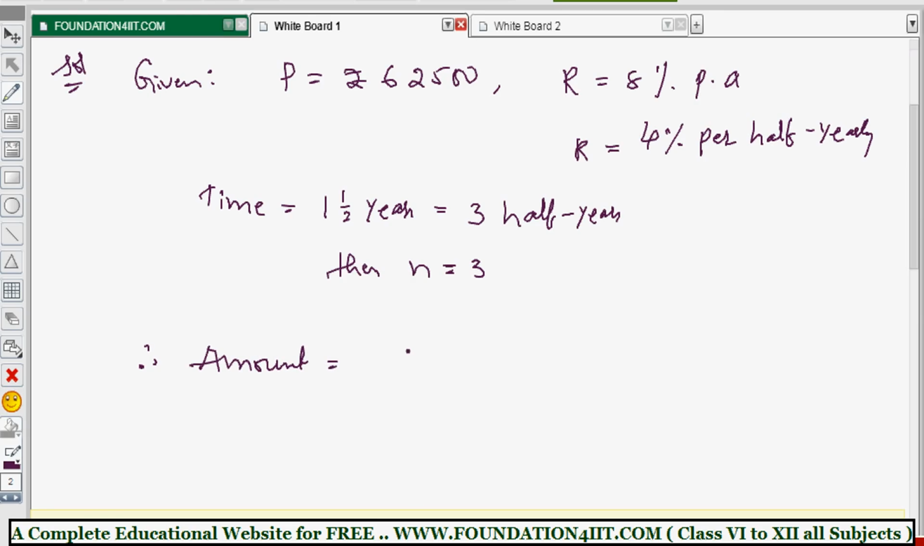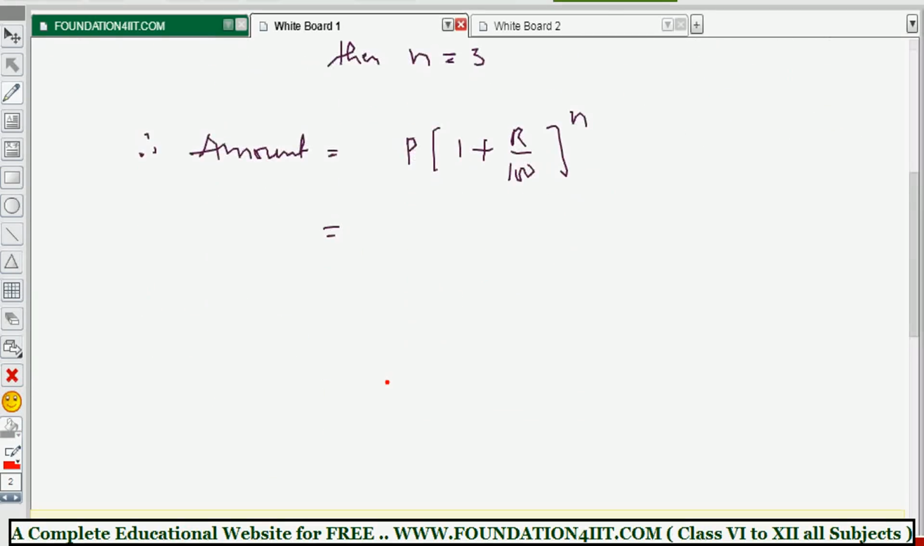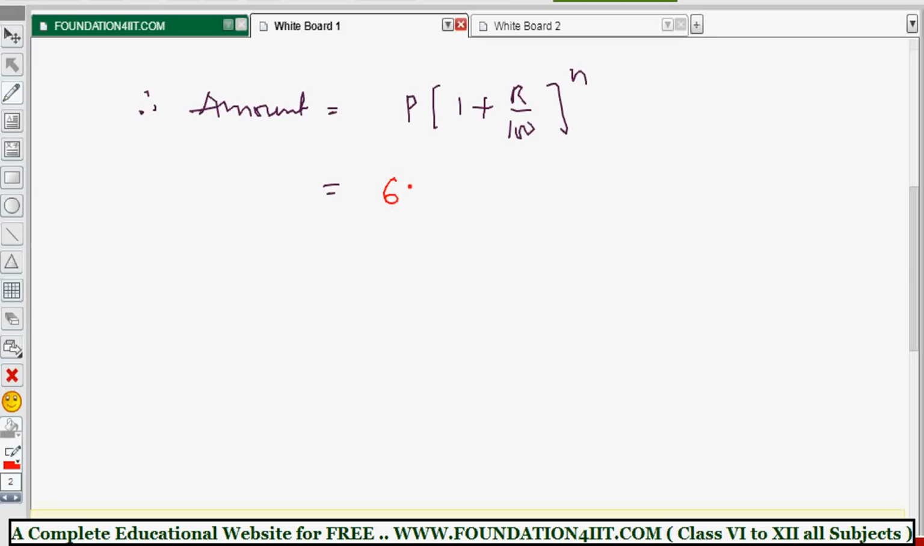If you observe the formula, P into (1 plus R by 100) whole to the power N, which is a change that you should keep now. And principal, substitute values. Principal is 62,500. So 62,500 into (1 plus R by 100). 8% per annum but 4% per half year. So 4 by 100, all to the power 3, because 3 half years.